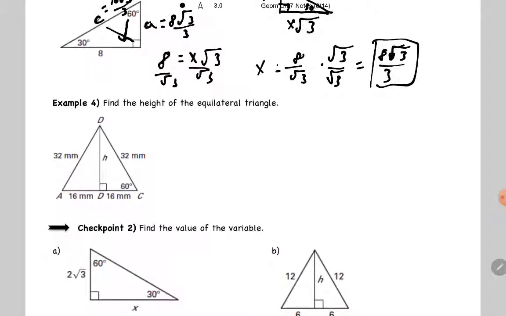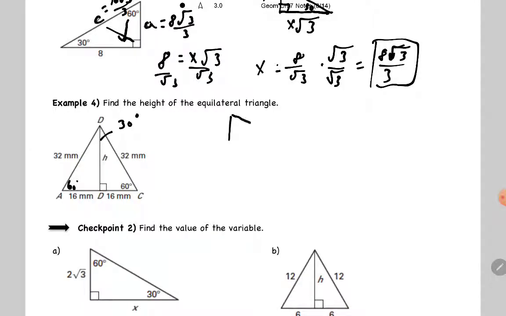Alright, let's do another one. So find the height of the equilateral triangle. Okay, so they tell you it's an equilateral triangle. That means all these angles are 60 degrees. So if they split it in half, this is 30 degrees here. So we have a 30, 60, 90 triangle.